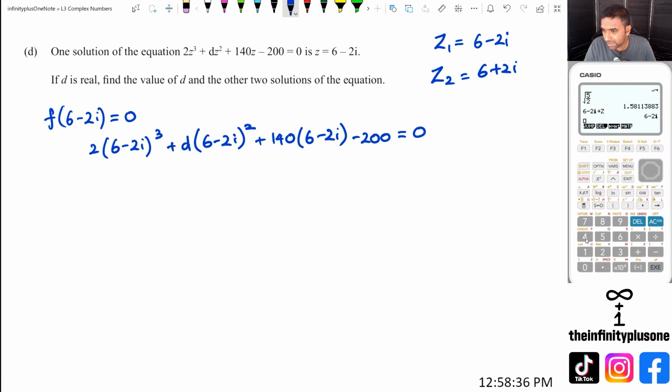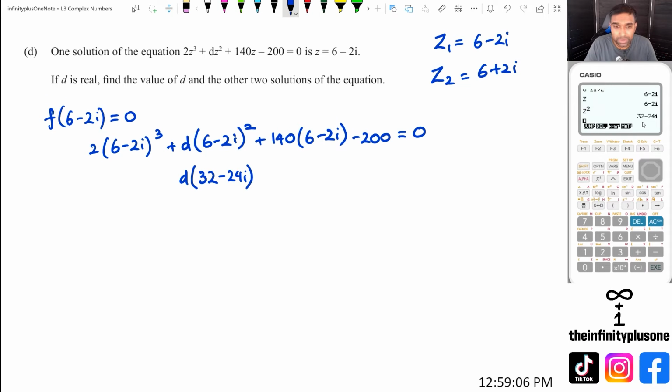So now, anytime I click on alpha z, I'm going to get 6 minus 2i. So what I'm going to do is punch this equation in just as is. For example, if I do z squared, so if I go alpha z squared, I'm going to get 32 minus 24i. Now the 32 minus 24i is this part right here.